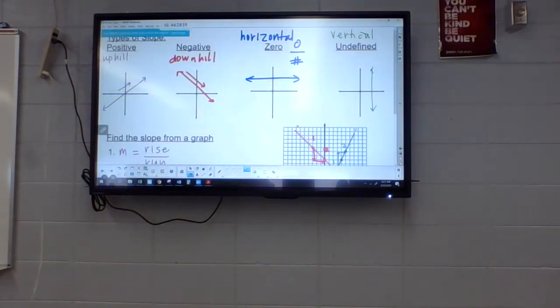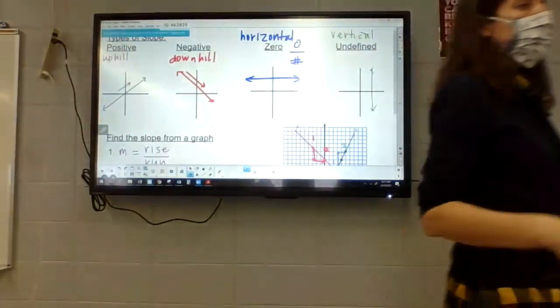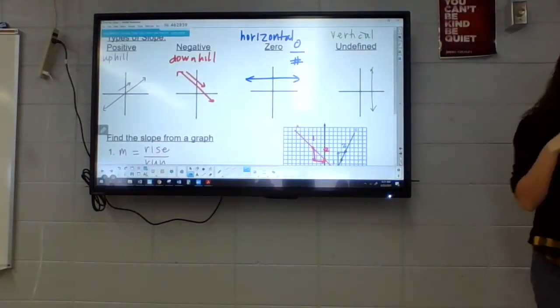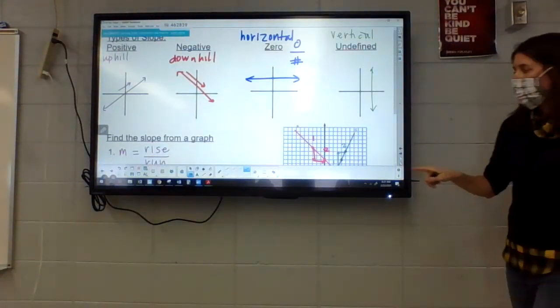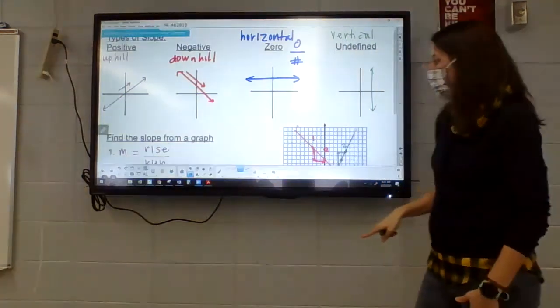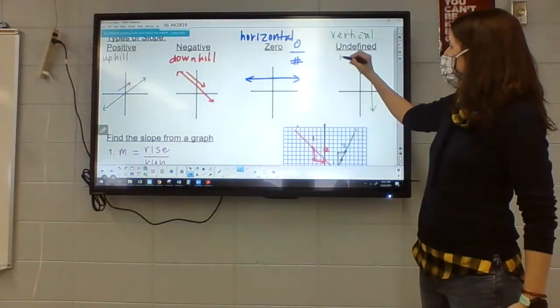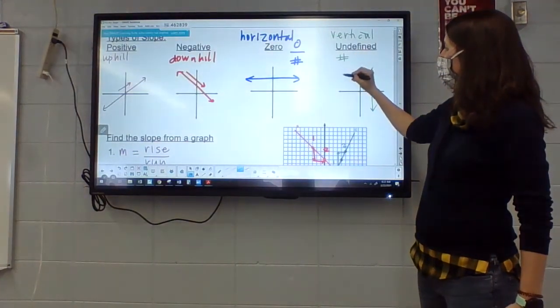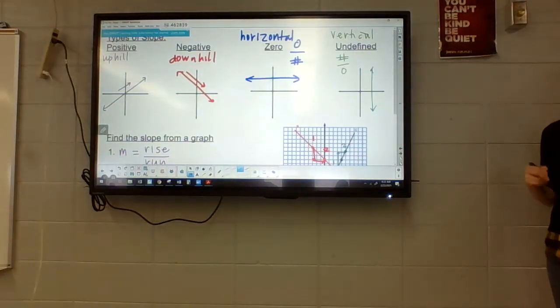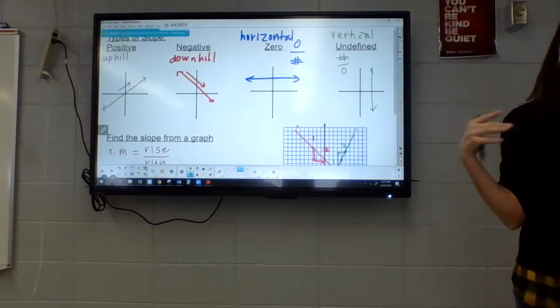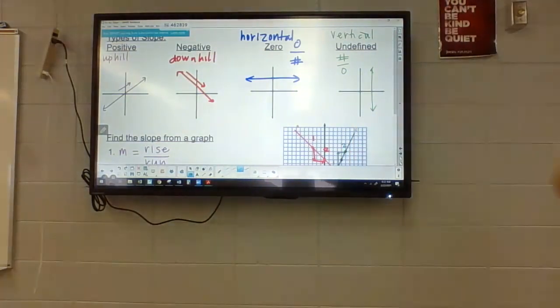Now, when you have 0 over number, I do want you to say that slope is 0. I don't want you to leave it that way. I want you to simplify that to be 0. So then that means in the undefined, where's the 0 going to show up? On the bottom. There's no run. It doesn't change direction. So it's going to be a number over 0. So this is that problem you always hear about people talking about, is dividing by 0.